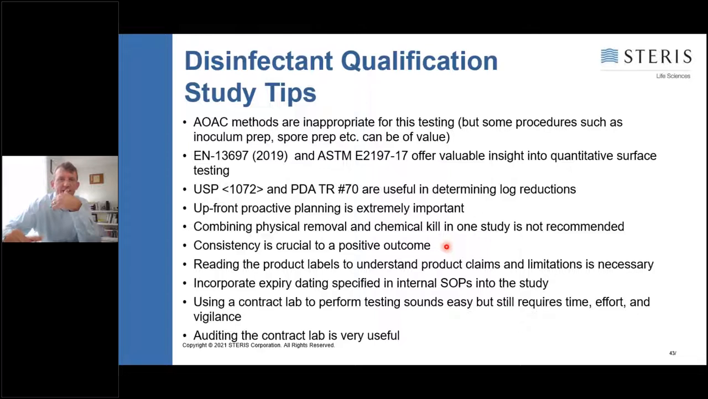Have to make sure that you understand your product, understand your limitations, that you're testing the right product against the right microorganisms, that you're not testing alcohol against spores, for example. You want to make sure that your products are being used correctly within expiration dating and that everything is used in a timely manner.